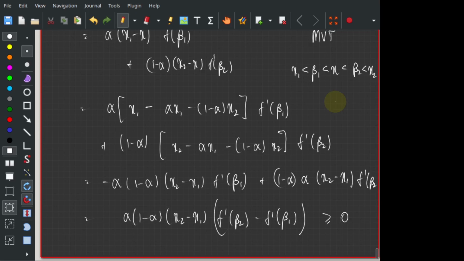Any questions? All right. So let's stop here. We're out of time. So in the next class, we'll see how to prove the reverse way. If the function is convex, then how do you argue that the second derivative is always non-negative?